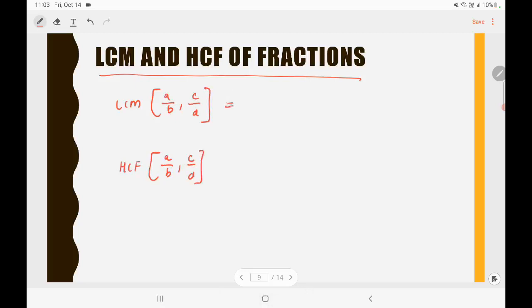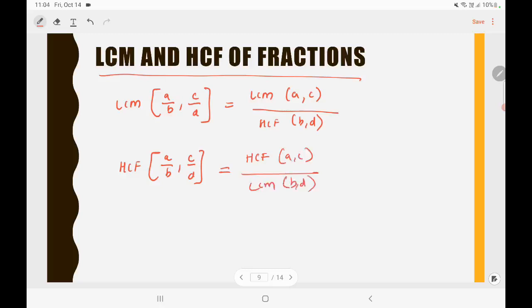So LCM of A by B and C by D is equal to LCM of numerator, that is A comma C, divided by HCF of denominator, which is B comma D. Similarly, if you want to find out the HCF of two fractions, it is equal to HCF of numerator divided by LCM of denominator. Okay, just remember that if you want to find out the LCM of two fractions, then it will be LCM in the numerator. If you want to find out the HCF of two fractions, then it will be HCF in the numerator. Okay, just remember that.